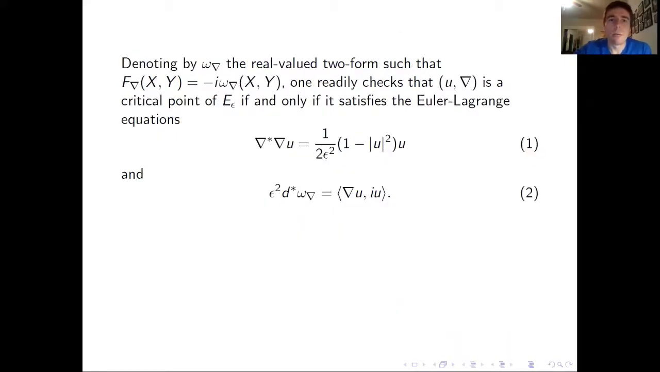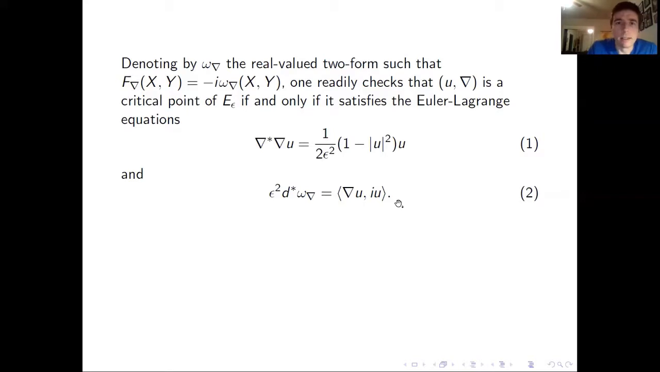So denoting by omega_nabla this real-valued two-form, such that F is minus i omega_nabla, it's easy to check that this pair (u, nabla) is a critical point of E_epsilon if and only if it satisfies the Euler-Lagrange equations. Nabla star nabla u is 1 over 2 epsilon squared, times (1 minus norm u squared) u, and epsilon squared times d star of omega is exactly the pairing of nabla u with i u. This is this one-form.